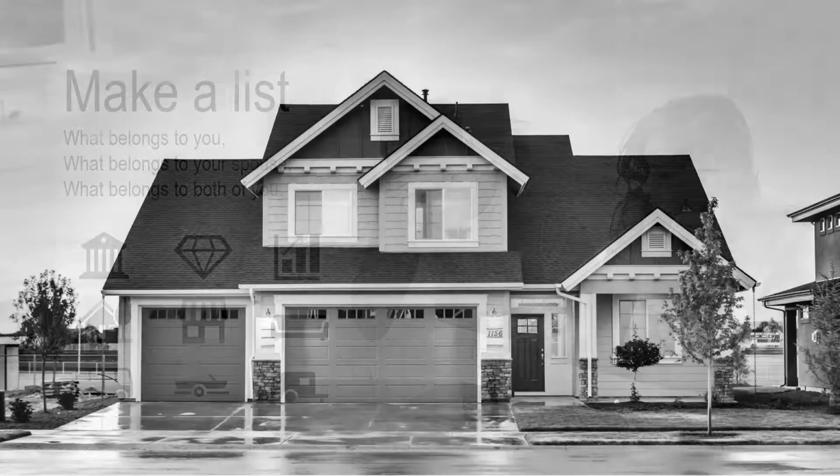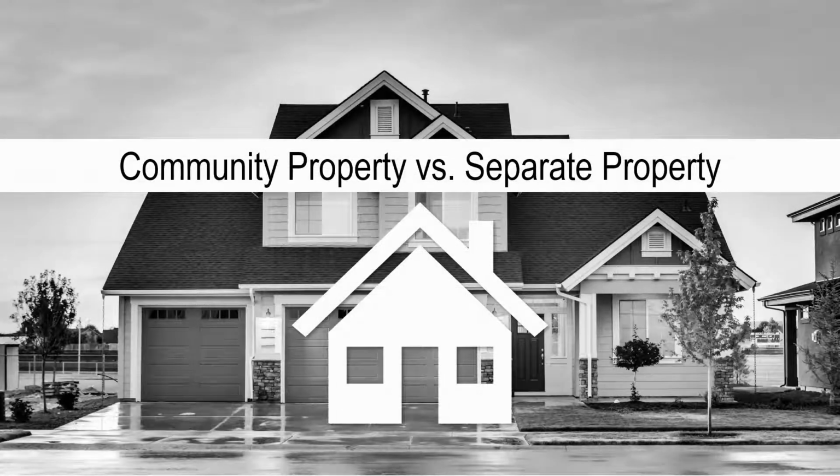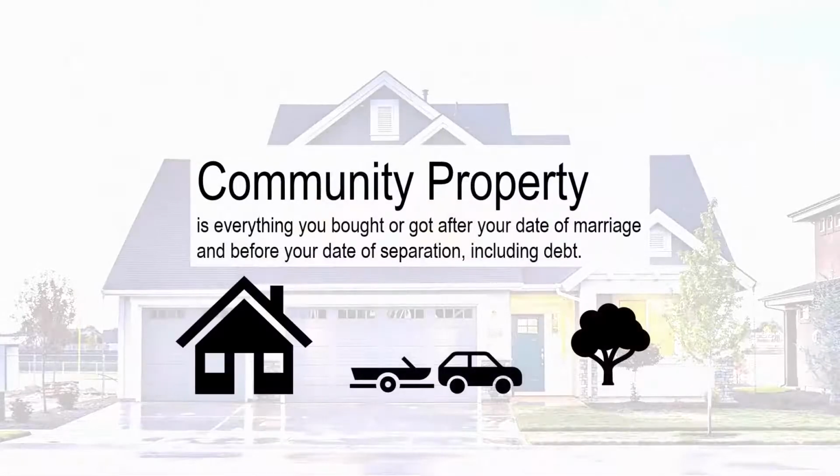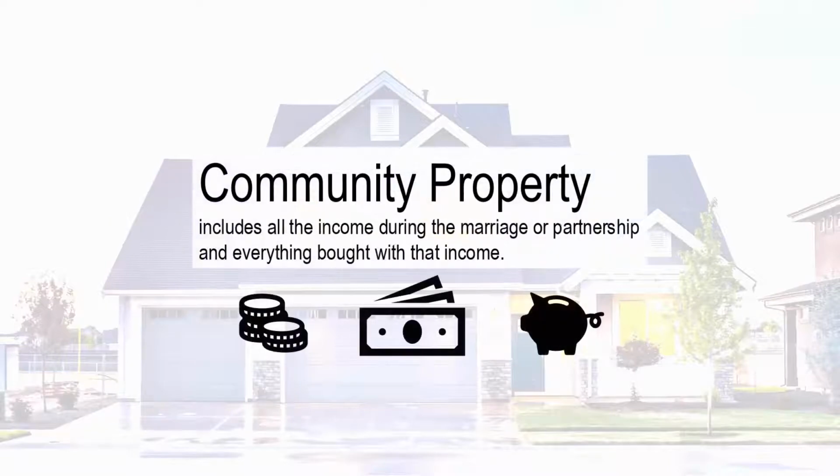To complete your paperwork properly, you will need to understand the difference between community and separate property. Community property is generally everything you bought or got after your date of marriage and before your date of separation, including debt. Community property also includes all the earnings that either spouse or partner, or both of you together, earned during the marriage or partnership, and everything you bought with those earnings.